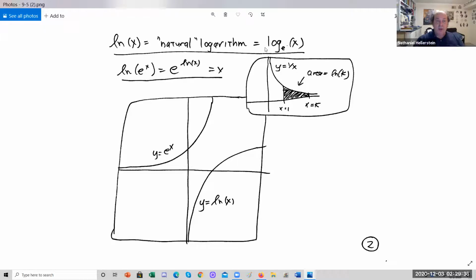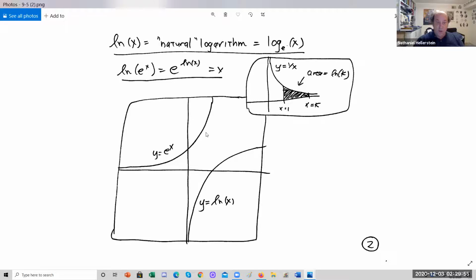ln of x is log base e of x. It's called the natural logarithm for reasons I'll explain in a few moments. Natural log of e to the x, and e to the natural log of x, equals x. e to the x grows exponentially. It's an exponential explosion because 2.7 is bigger than 1.